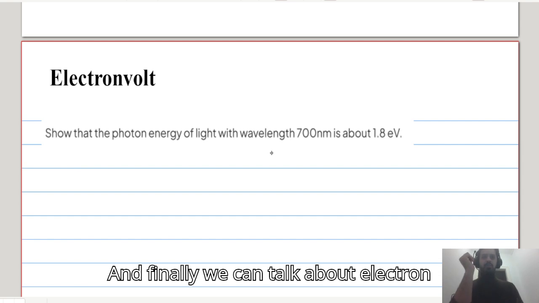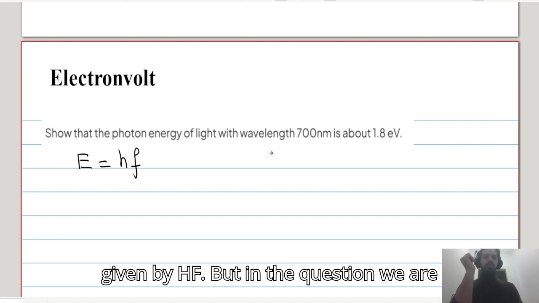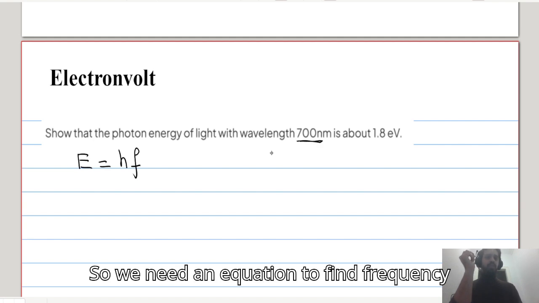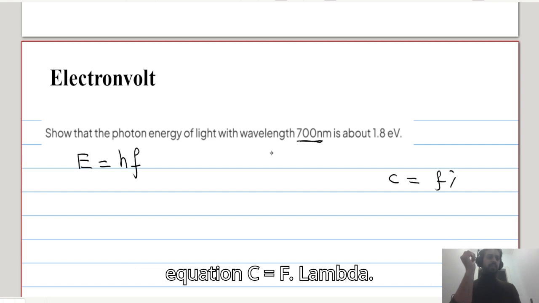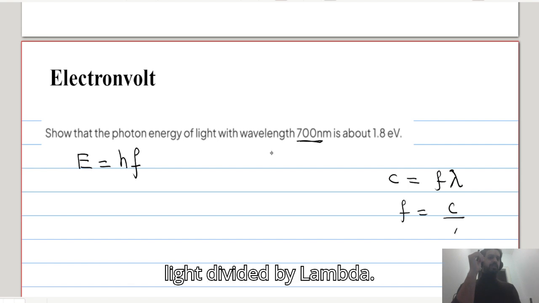And finally, we can talk about the electron volt. We know that the energy of a photon is given by hf, but in the question, we are not given frequency, we are given wavelength. So we need an equation to find frequency from wavelength. We will use this simple equation, c equals f lambda. You can just rearrange this for frequency. Frequency will be c, the speed of light, divided by lambda.